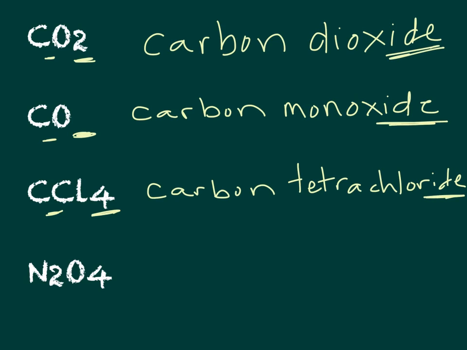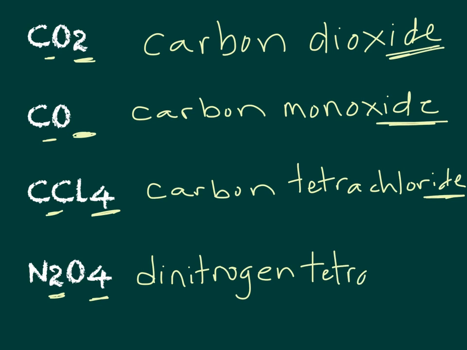Now in this one, we have a little difference because our first element does have a subscript other than 1. So we have 2 nitrogens. The prefix for 2 is di, so we have dinitrogen. Notice that even when we add a subscript for the first element, the name doesn't change. It's dinitrogen, the name of the element. We have 4 oxygens, so that's going to be tetraoxide. Again, notice the ending on the second element is IDE.